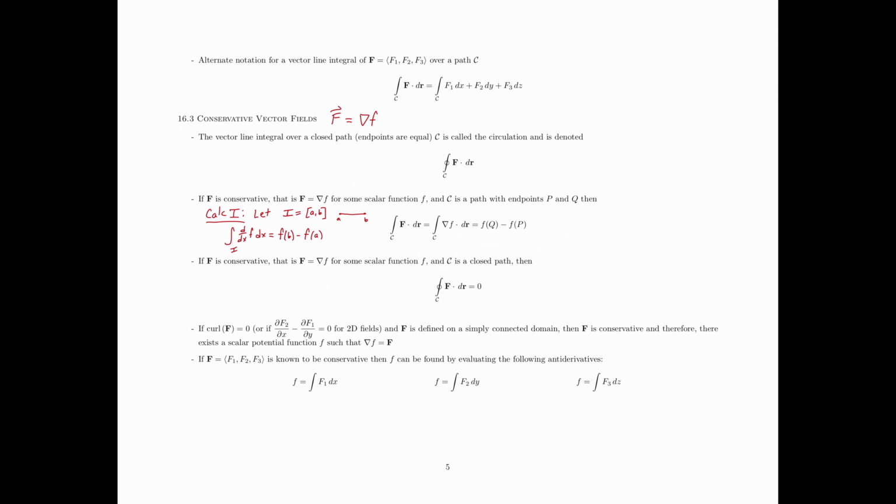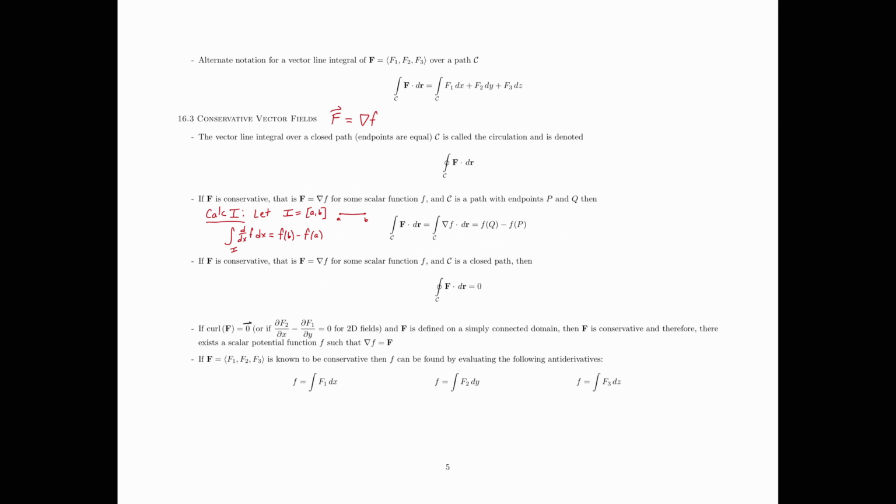So how do we know that a vector field capital F is conservative and therefore such a potential function little f exists? Well, there's two conditions here. I just noticed in my notes here, this should be boldface. So this should be a boldface 0.